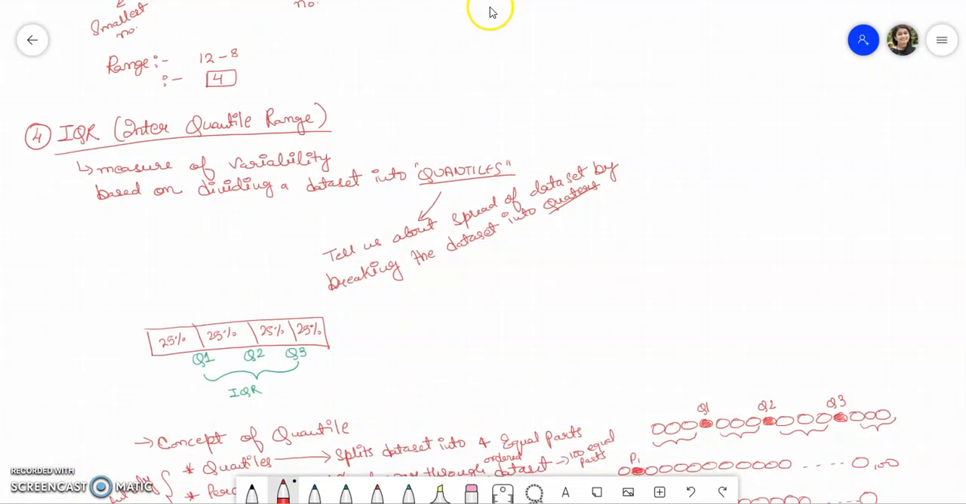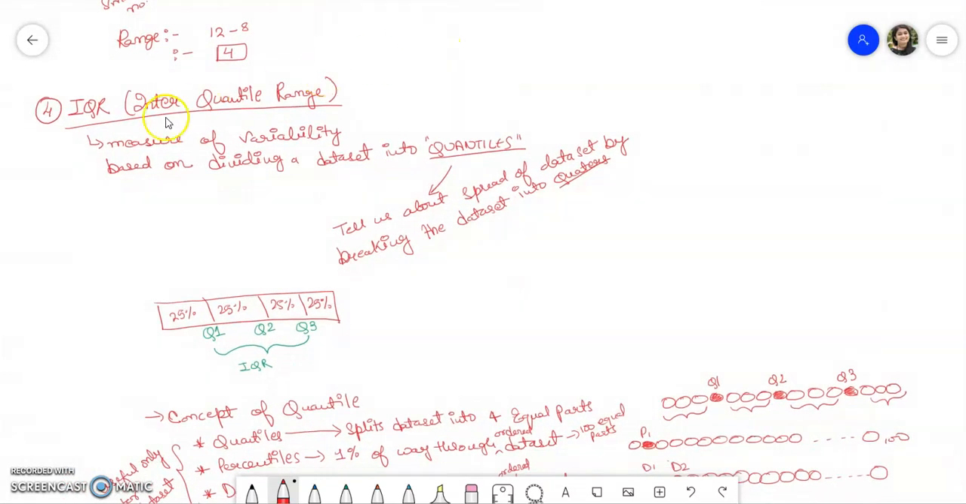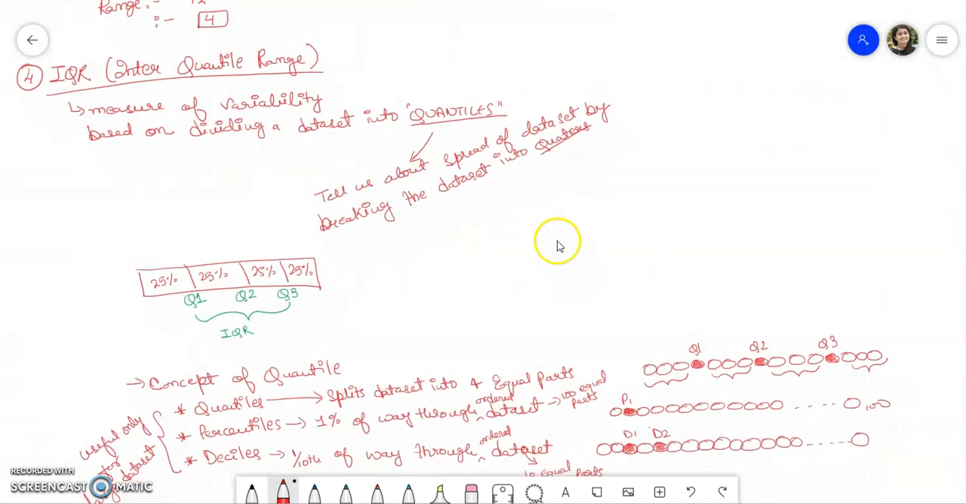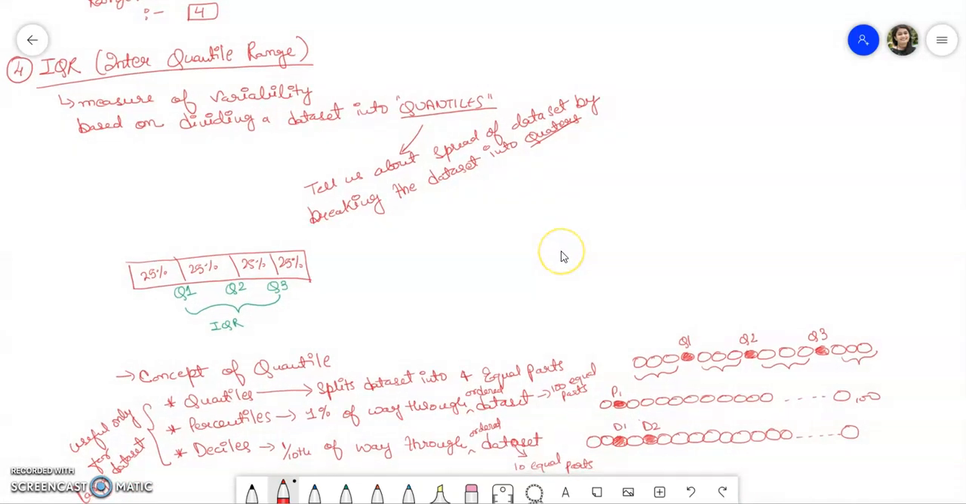Then another one is IQR. IQR stands for interquartile range. It is a measure of variability based on dividing a data set into quantiles. Quantiles tell the spread of the data set by breaking it into quarters. Okay, so if you see, this is my data set.